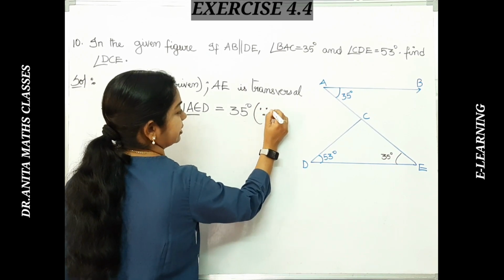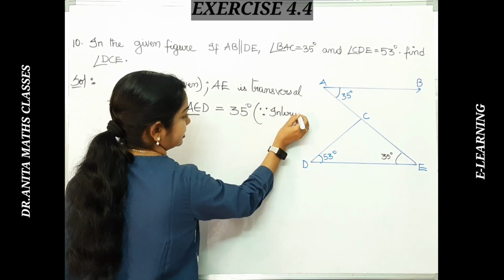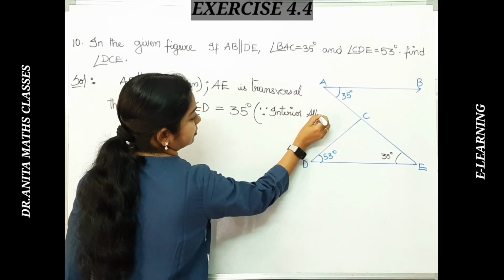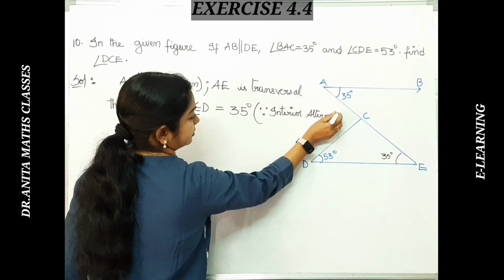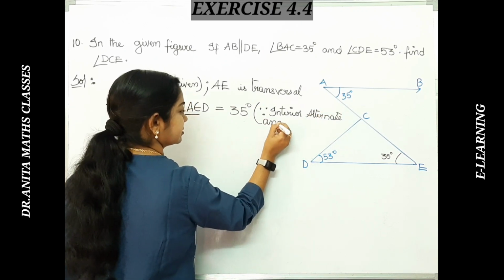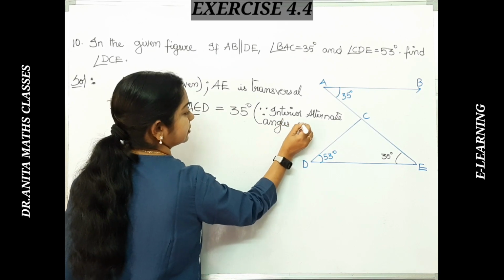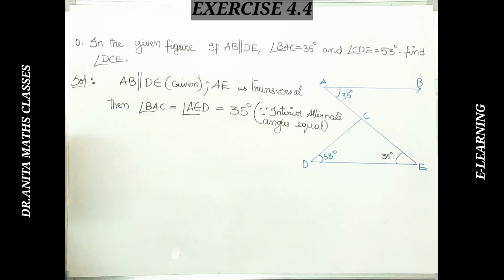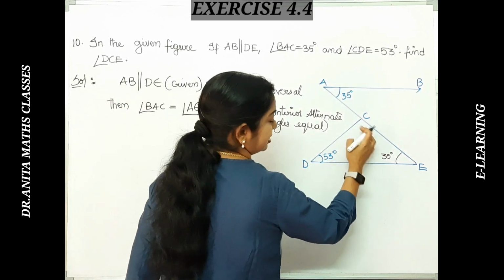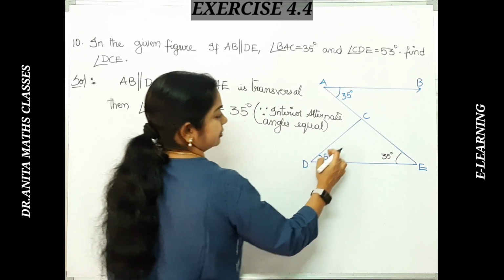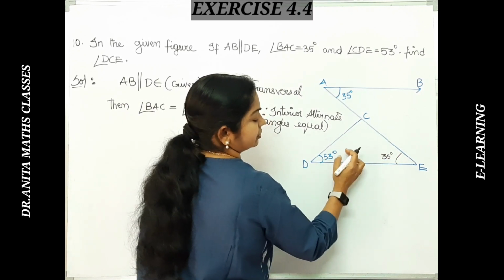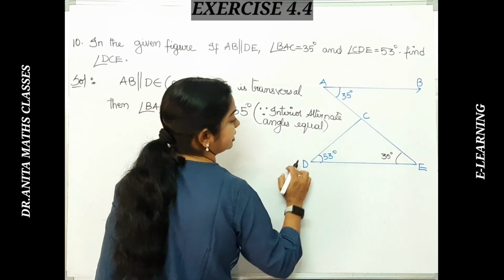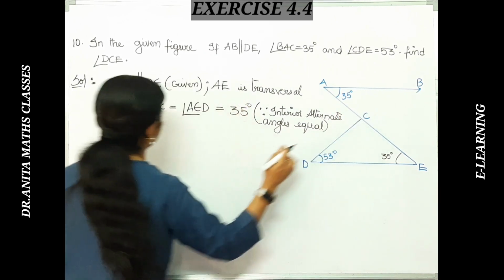Since interior alternate angles are equal according to the properties of parallel lines. And if you see the triangle CDE, according to the angle sum property, the three angles must be equal to 180 degrees, the sum of the three angles. So likewise we will find angle DCE, this unknown angle, right?